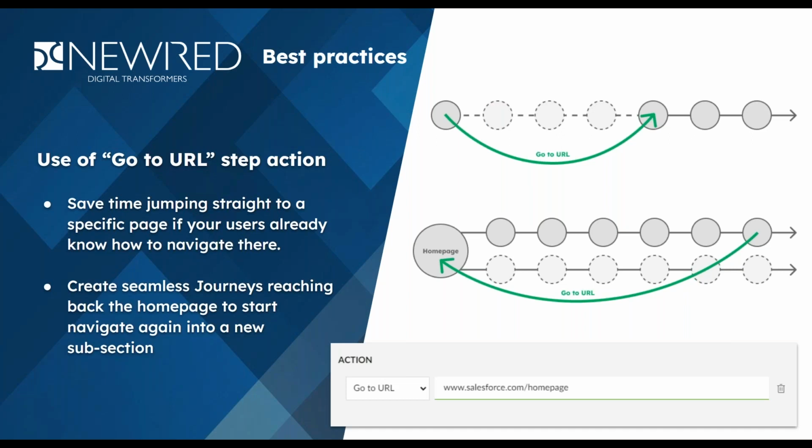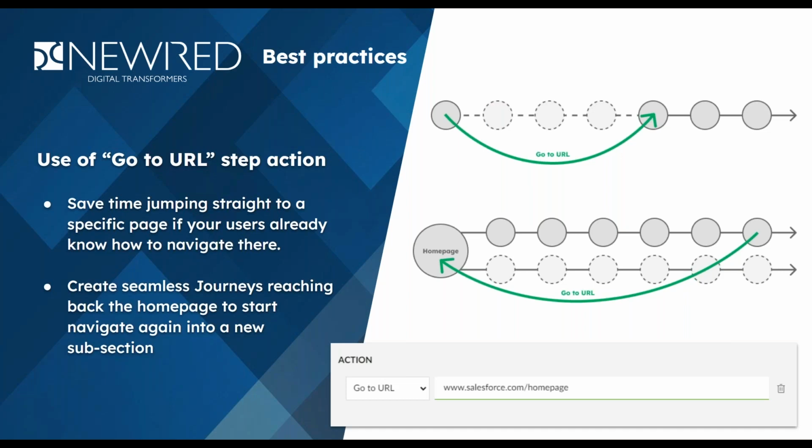There are many of them, but we will focus on one that is called the go to URL action, that basically will make your journey redirect your web application to a specific URL, so a specific web address that you set. This redirect can be used to save some time for your user, and let's see how.